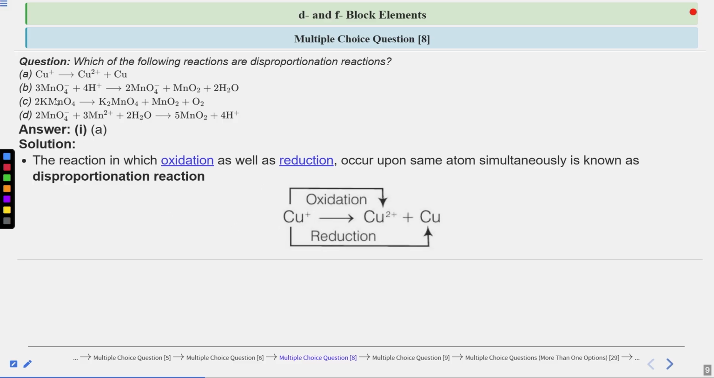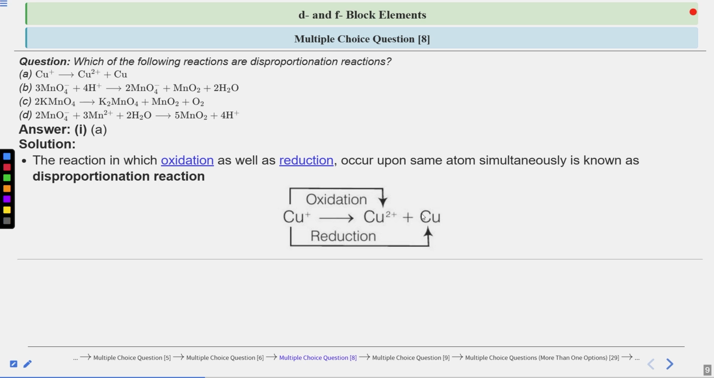So as you know, in reaction A, Cu+ is converting to Cu2+ and Cu. If you observe, Cu+ is converting to Cu2+, so plus 1 is converting to plus 2. The oxidation number is increasing. That means oxidation is happening via losing one electron. On the other hand, the same Cu+ is converting to Cu0. So plus 1 to 0 means the oxidation number is decreasing, that is, by gaining an electron the reduction process is happening and Cu+ is converting to copper in the 0 oxidation state, right?